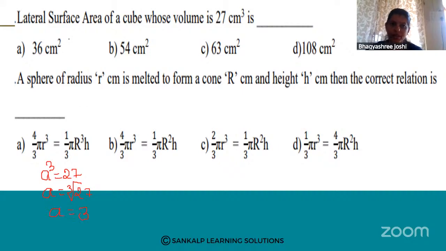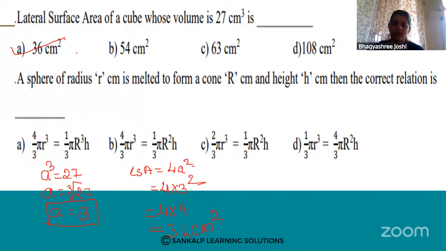What they have asked? Lateral surface area of the cube. That is curved surface area of the cube they have asked. In other words, it is lateral surface area. That is 4A square. A value is 3 here. 4 into 3 square, 4 into 9. It is 36. So 36 centimeter square. So which option is right here? Option A is right. Okay.